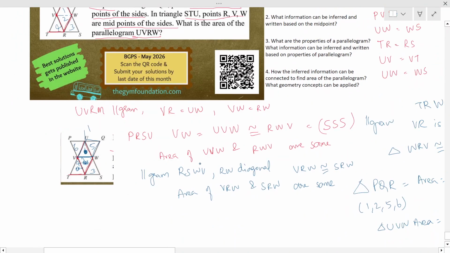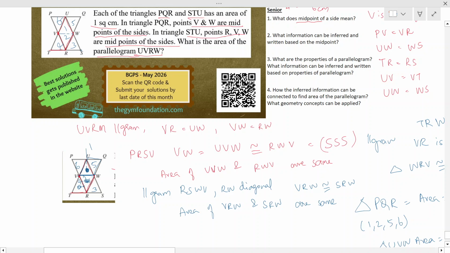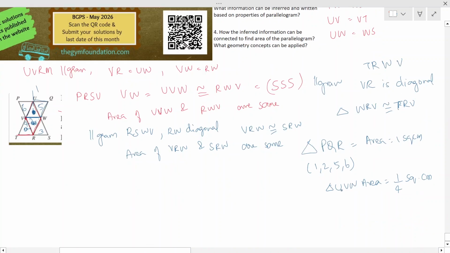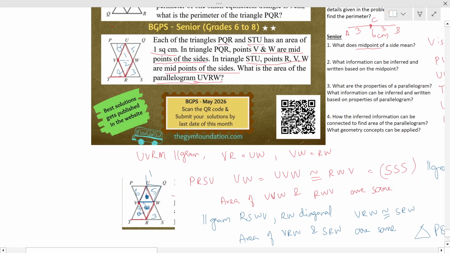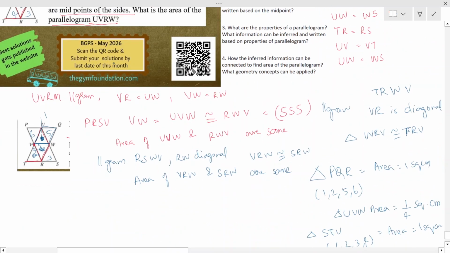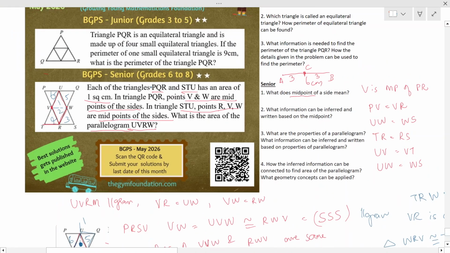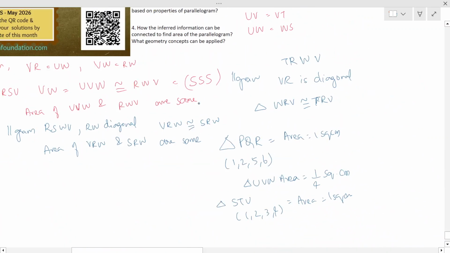Similarly, if you look at the triangle STU, it is made of the triangles 1, 2, 3, 4, and it also has an area of 1 square centimeter. So this top triangle UVW, we found it as 1 by 4, and with that itself we can say that since 1 and 2 are the same, 2 should also be 1 by 4. But we are also seeing that, based on these 4 equal parts, triangle 2 is also 1 by 4. And what is that triangle? It is VWR.